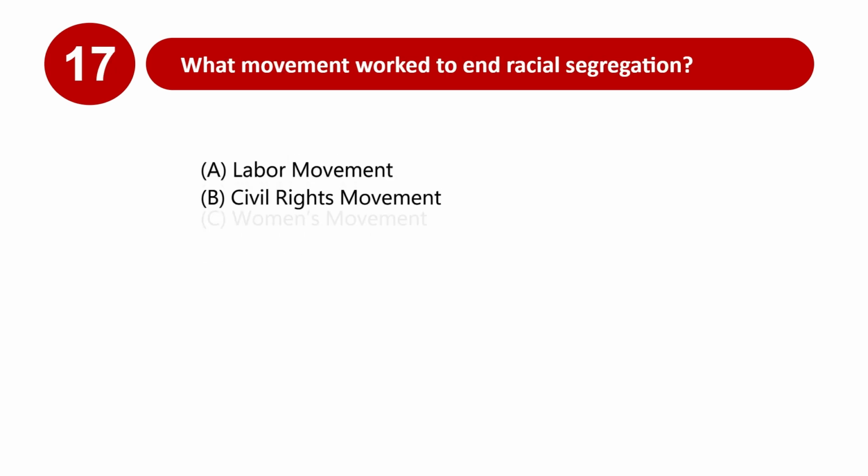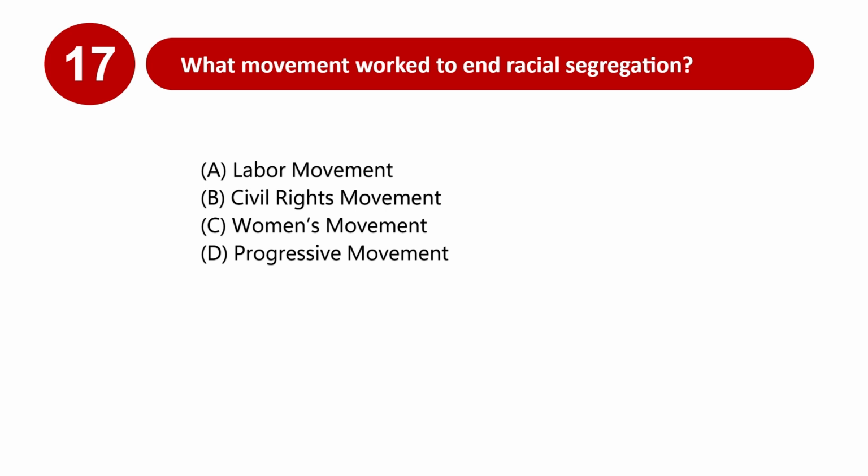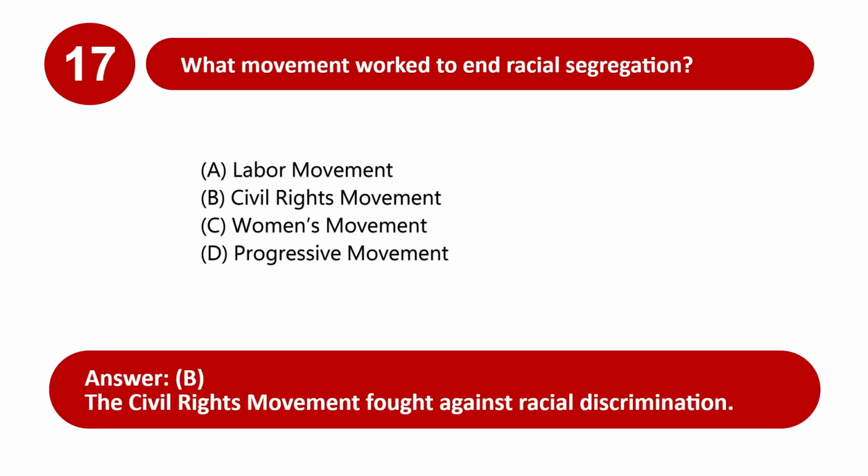What movement worked to end racial segregation? A. Labor movement. B. Civil rights movement. C. Women's movement. D. Progressive movement. Answer B. The civil rights movement fought against racial discrimination.